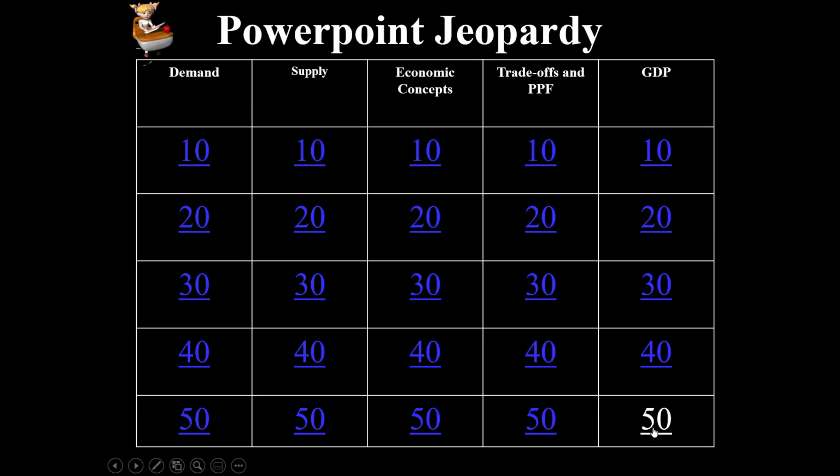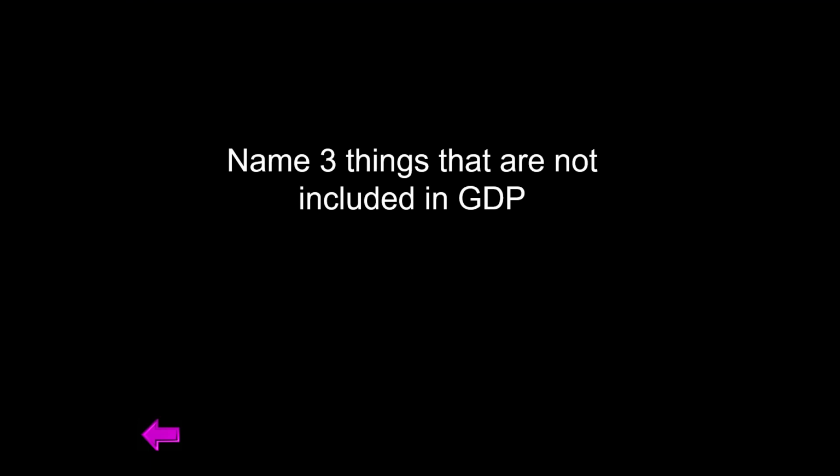And finally, GDP for 50. Name 3 things that are not included in GDP. I gave a general list, but sale of used goods is not included in GDP. Intermediary sales, so business to business that's not in a final product. The underground economy, so if I'm selling this illegally or not reporting it, then it's not included in GDP. Household production, so taking care of a family, or if I build something at home, the materials are included, but not the value of the labor or the total value of the market idea. And the value of leisure is not included in GDP.